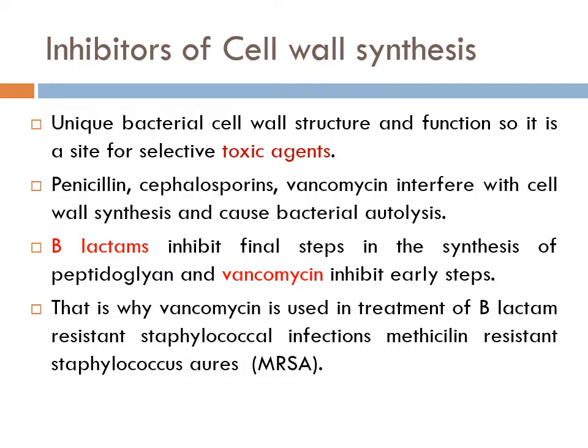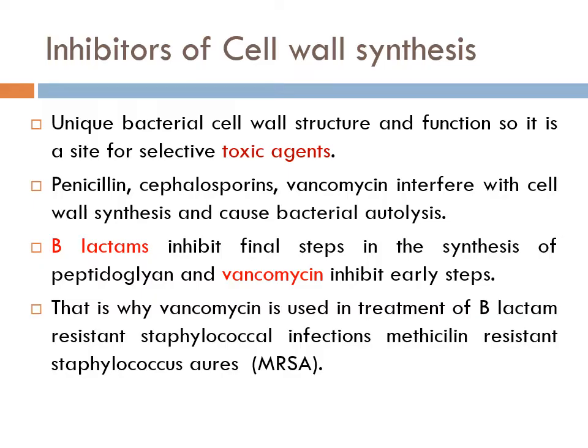First mechanism of action, inhibition of cell wall synthesis. As we said, the bacteria have a unique cell wall structure and function, so it is the site of selective toxicity. Penicillin, cephalosporin, and vancomycin interfere with cell wall synthesis, with the elongation, transpeptidation, and formation of the peptidoglycan layer, and this interruption of peptidoglycan synthesis eventually leads to cell wall lysis.